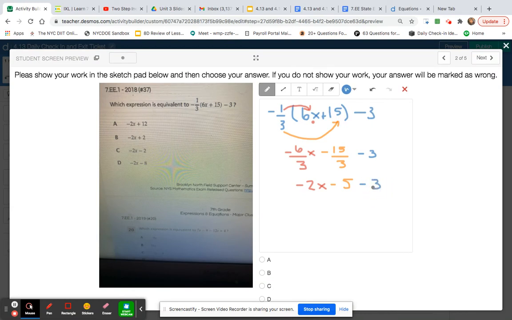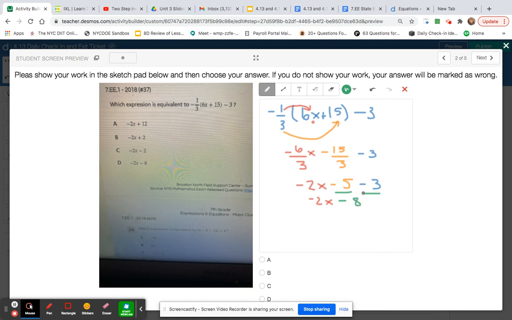Okay? So notice here, we're almost done. I have a negative 2x, I have a negative 5, and I have a negative 3. Since there's no other x terms, negative 2x is simplified. So we could keep the negative 2x as is. But notice here, we have two constants, negative 5 and negative 3. Every constant is a like term. So all I would do here is combine these like terms, negative 5 minus 3. Negative 5 minus 3 is going to give me negative 8, right?